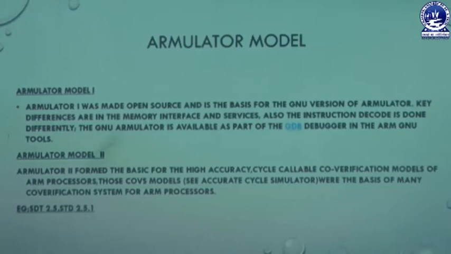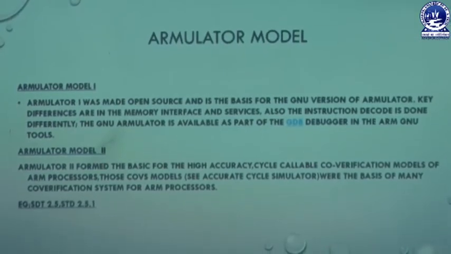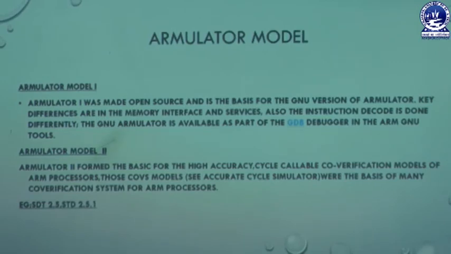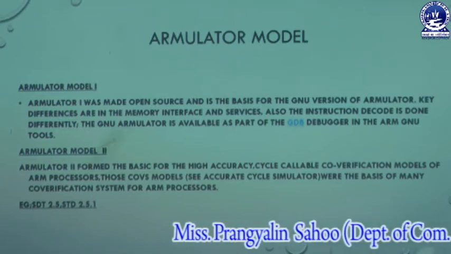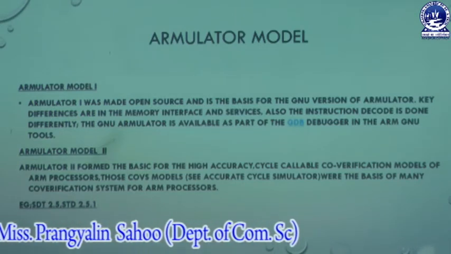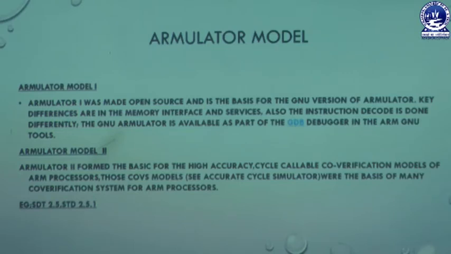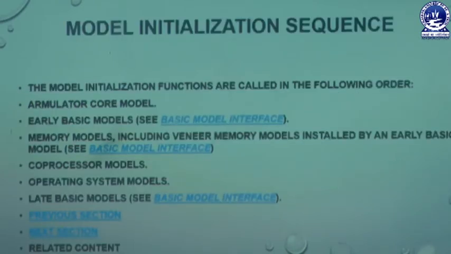Okay, here are some examples of armulator model 2 version software. That's STD 2.5, STD 2.5.1, through which when we execute any type of job, before the job compilation, it checks whether all the built-in functions are ready for its execution or not. Okay, so now we go to our next concept, that's the model initialization sequence.